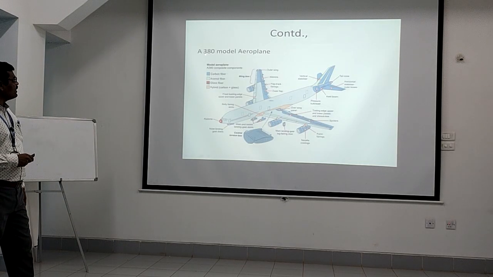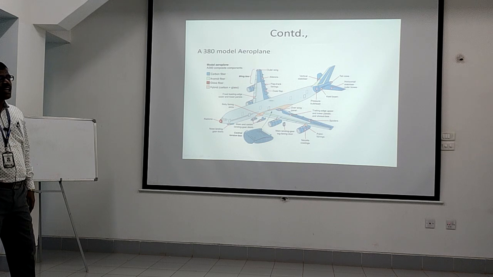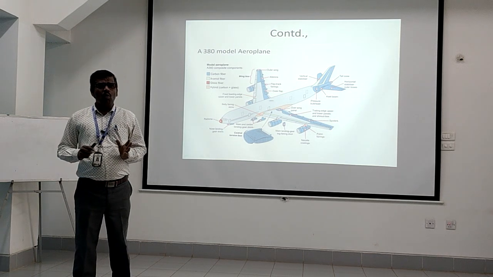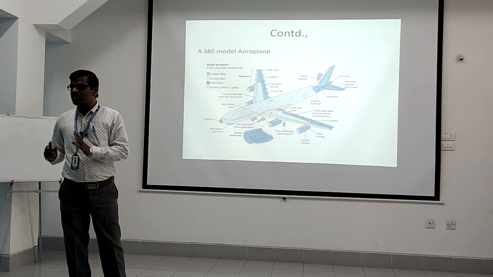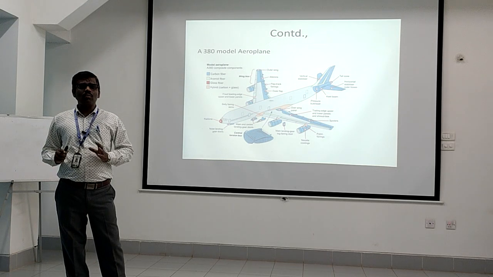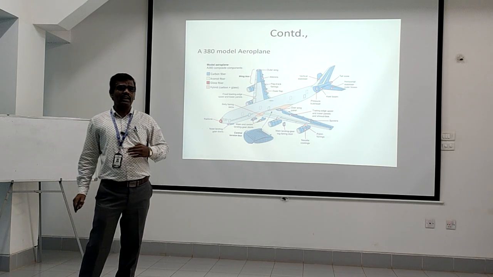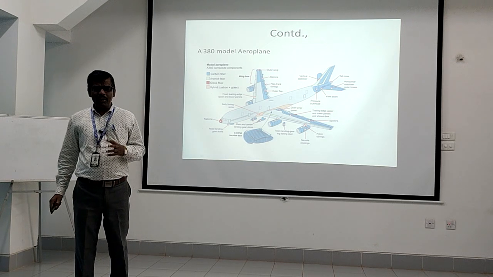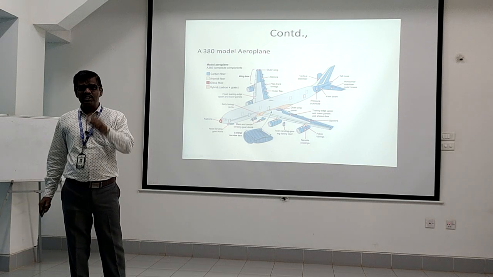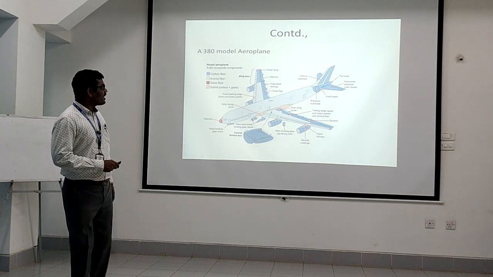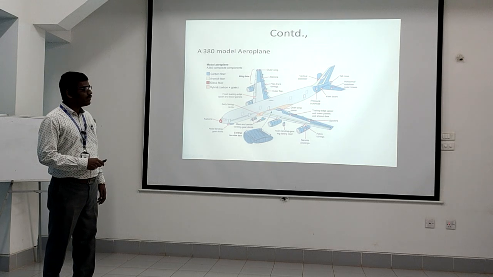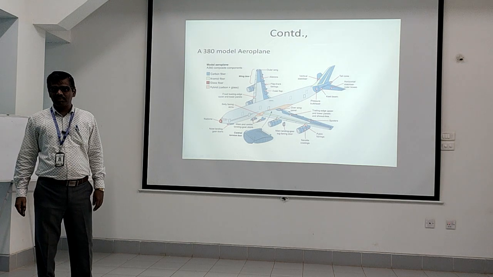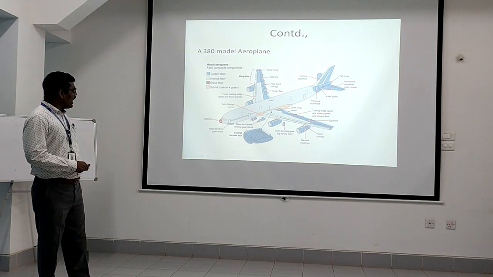Here I have taken the example of the A380 model aeroplane. Here I will explain what component is made up of which composite material. Generally we say composite materials are used for car outer structures and the body of the bus, but particularly here I will explain what component is made up of which composite material. For example, take the vertical stabilizer. That vertical stabilizer is made up of aramid fiber.